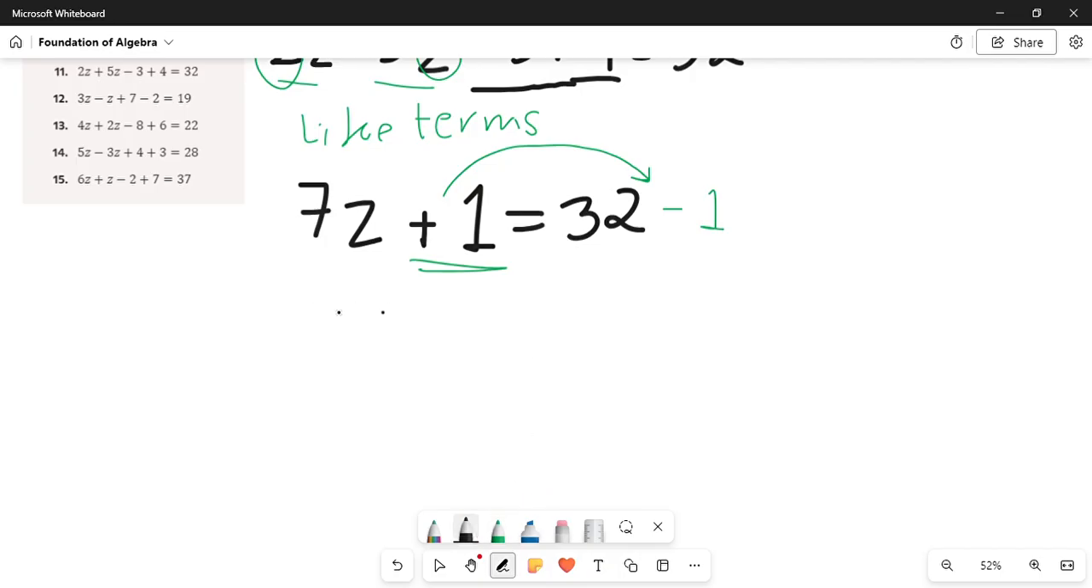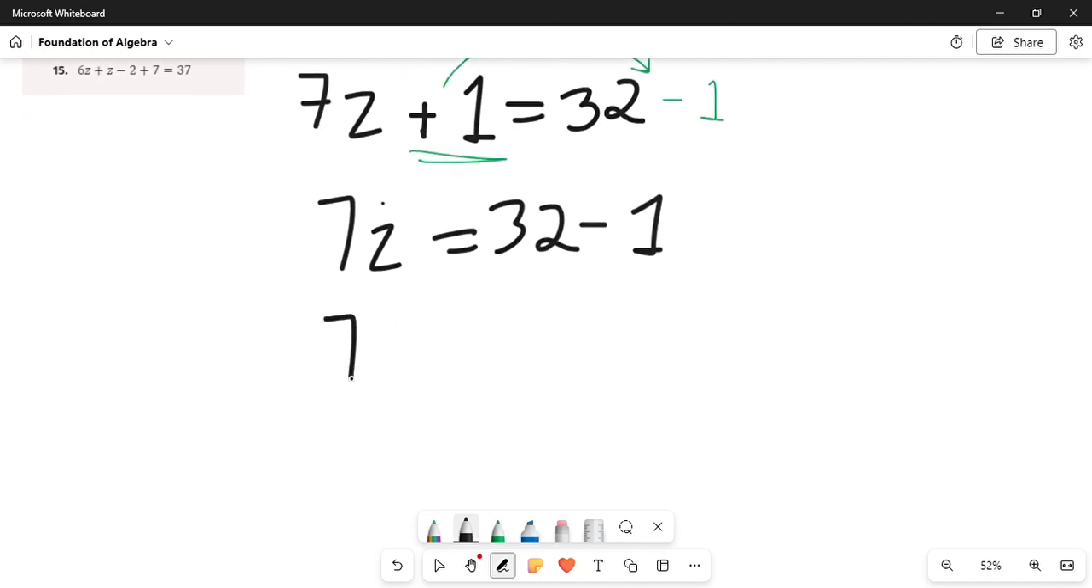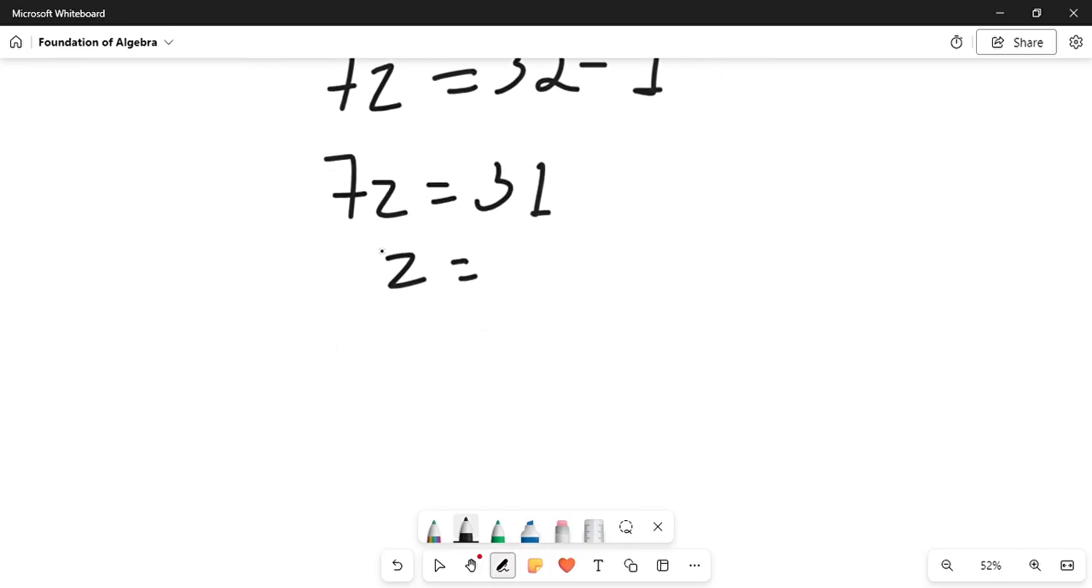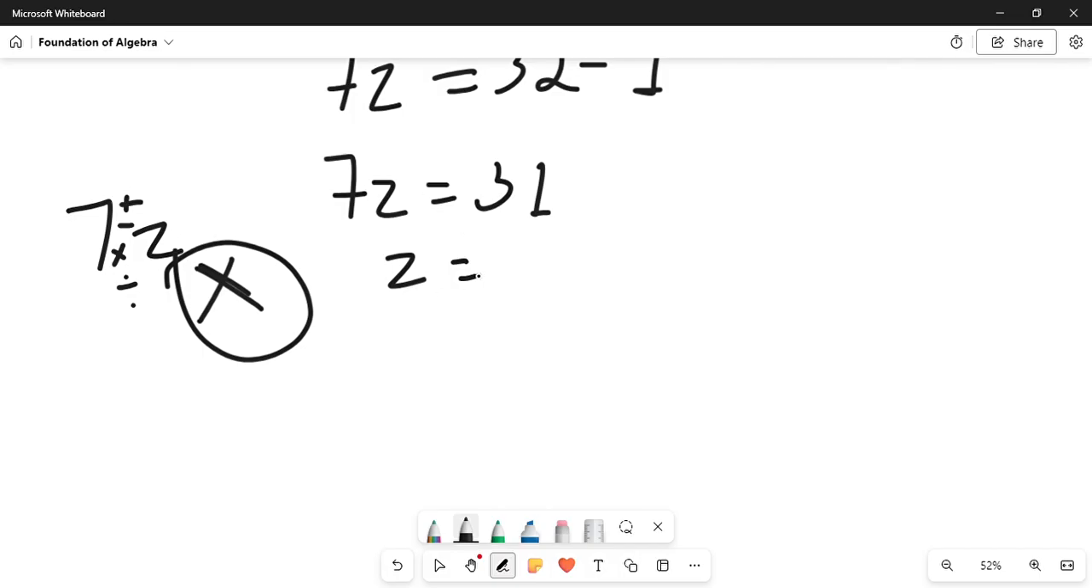So 7Z equals 32. This positive here, if we move it to the other side, will be negative, so minus 1. 7Z equals 31, and Z equals, now, when there's 7Z, there's no sign between them. They're not being added, they're not being subtracted. So whenever you have a coefficient and you have the variable, the sign between them is always multiplication. So they're always being multiplied. So when the 7 moves to the other side of the equation, it will be divided.